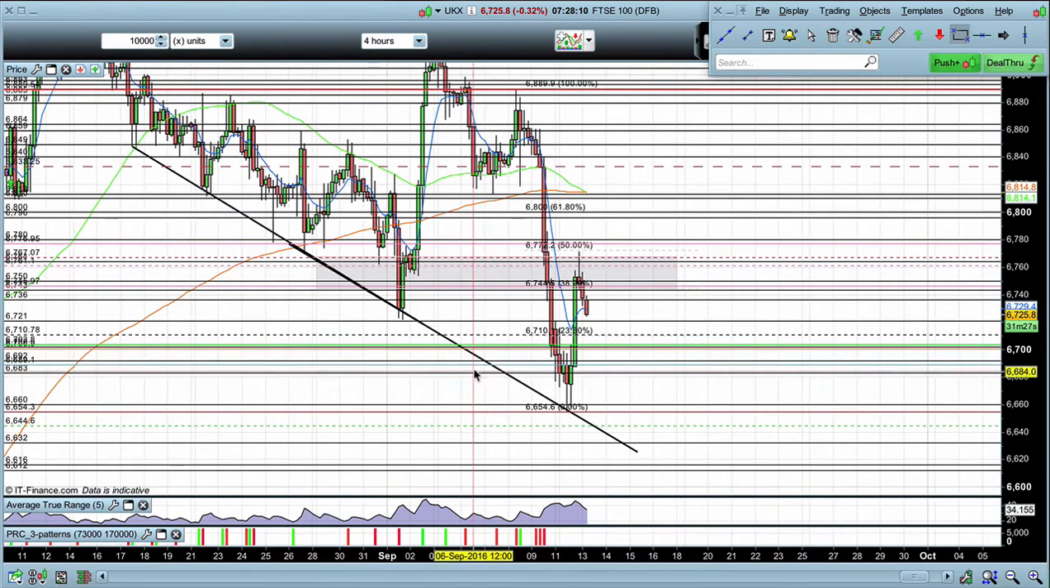Other key area I want to watch is down here. It's these lows. It's tying in with the sloping support. Those are the main areas for me today.